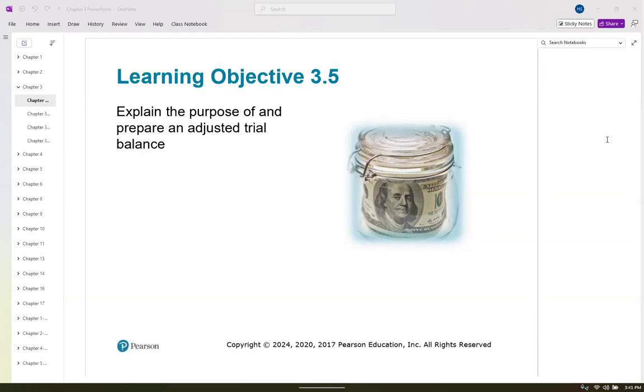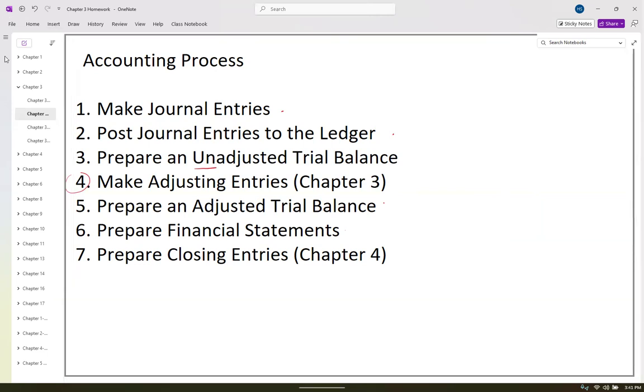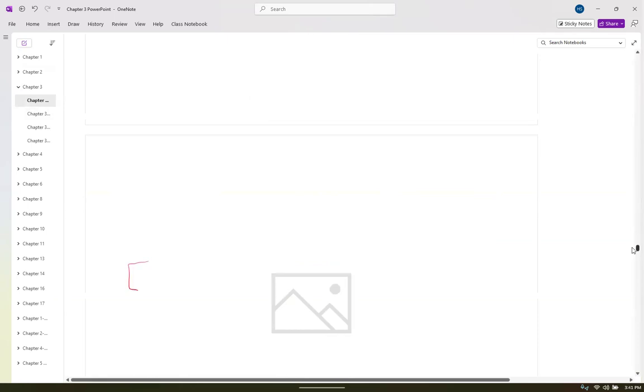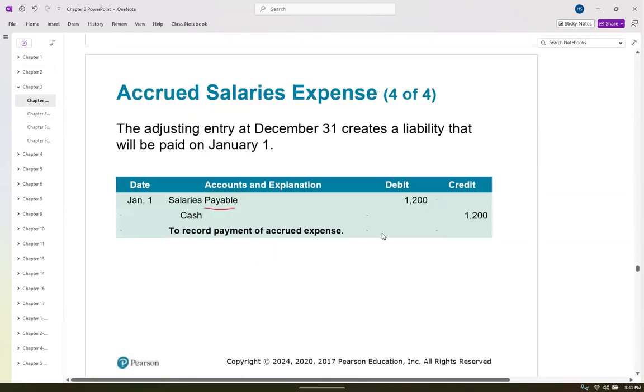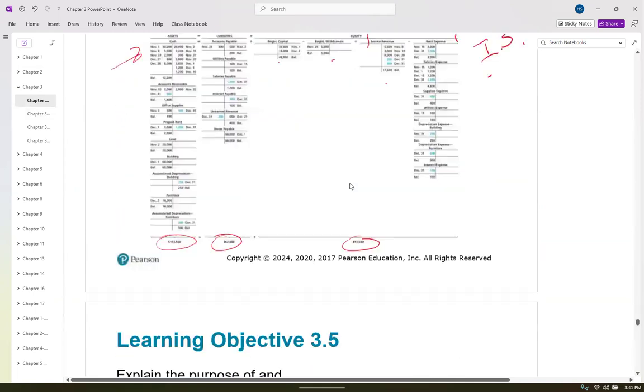Remember the accounting process that we have over here? We did the unadjusted trial balance. That's what we did in chapter 2. Chapter 3, we've done the adjusting entries, and now we're going to do an adjusted trial balance. And I'm also going to pull up a worksheet that'll help a little bit with some of the process. Let me get back down to where I'm supposed to be. Sorry, it does that sometimes when you flip pages.